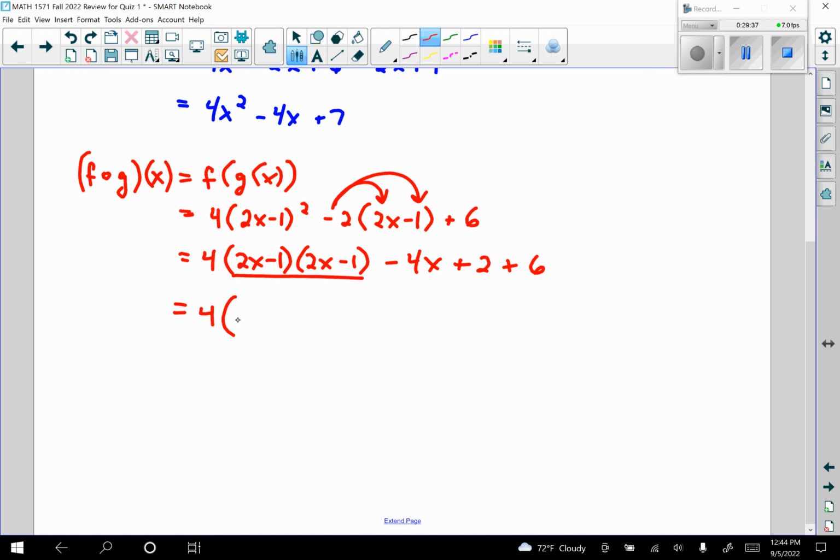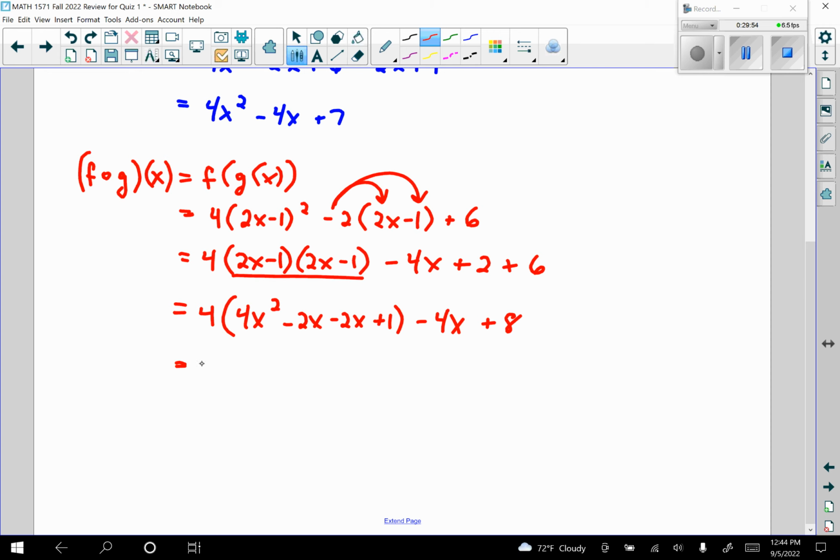Keep parentheses though. 2x times 2x is 4x squared. On the outside, I'm going to get a minus 2x. On the inside, I'm going to get a minus 2x. And then last, we'll get a plus 1. Then we'll still have the minus 4x. And yes, we can go ahead and add these two together to give us a plus 8.